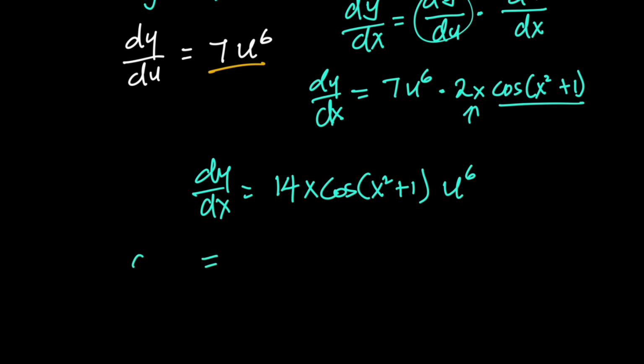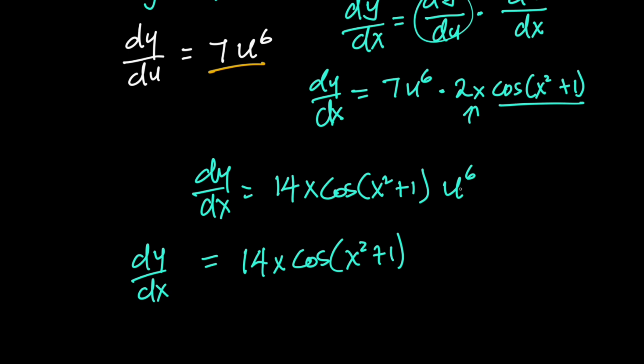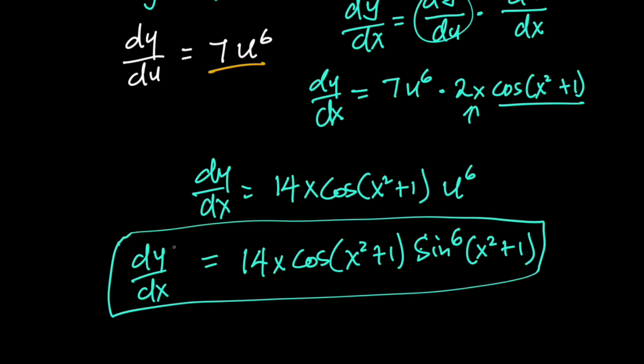So we get dy/dx is equal to 14x cos(x squared plus 1), then the next one is sine(x squared plus 1) all raised to the 6th power. But just as we discussed, sine and other trig ratios do not accept powers this way, so we move the power to the front so that it looks nicer, and that is the way they accept powers. So I put the 6 right here, and that is pretty much it for this question.